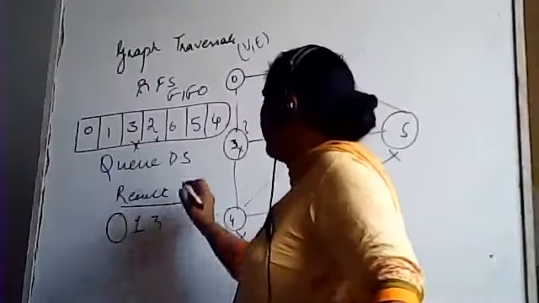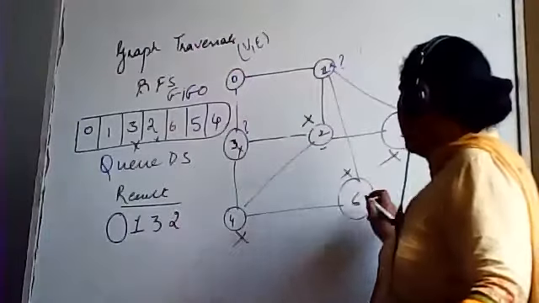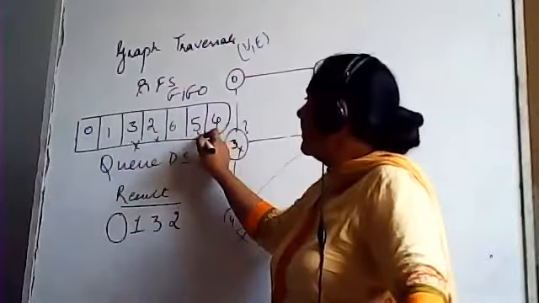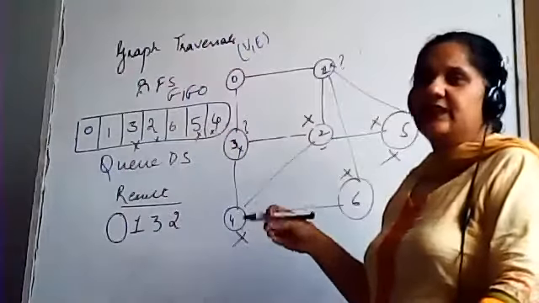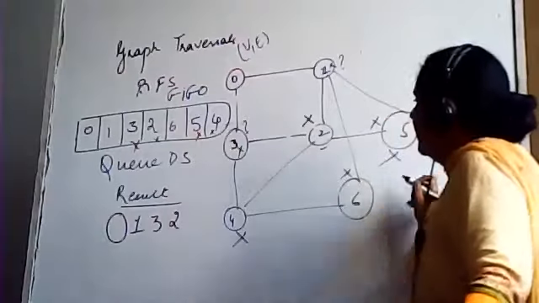Then you will take 2 out. See, 2's directly connected vertices are 4 and 5. They are already in the queue. So you can easily remove 2. Fine, because 2 is processed. Now 6.